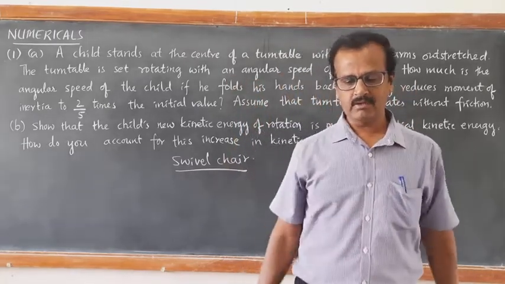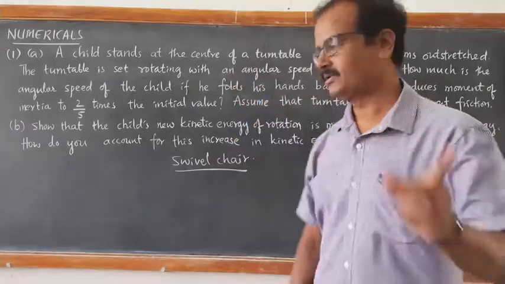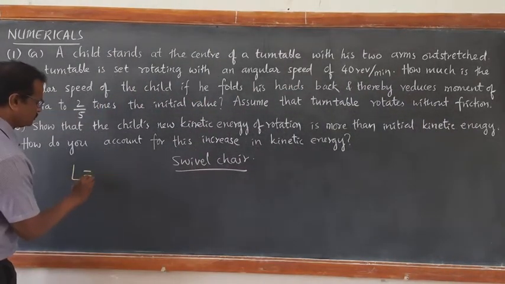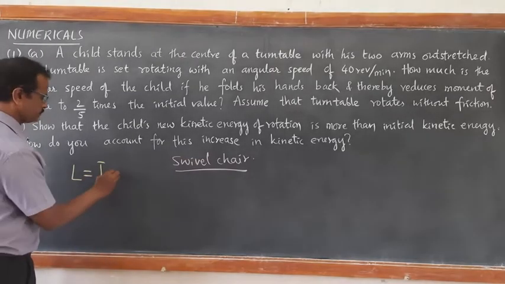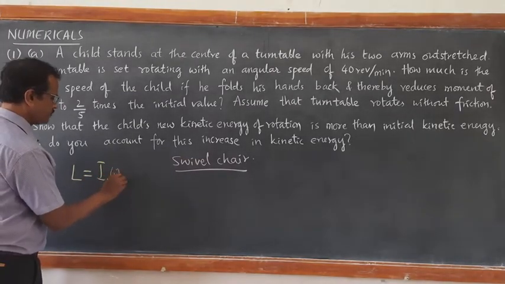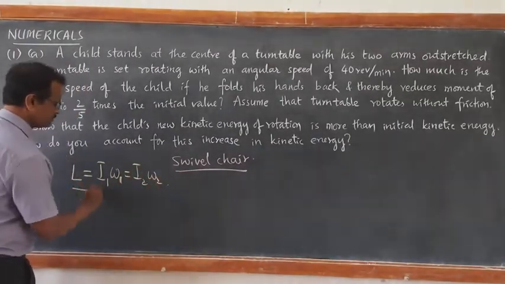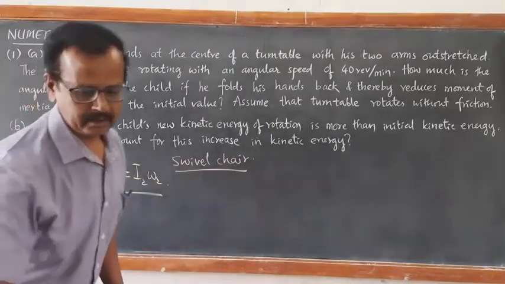Okay. Now, the meaning of conservation of angular momentum: here L is equal to I omega. If I is changing from I1 to I2, then I1 omega 1 must be equal to I2 omega 2. So this is the meaning of conservation of angular momentum.